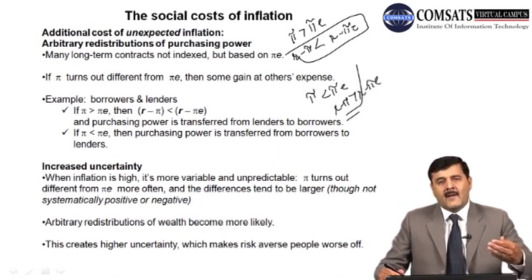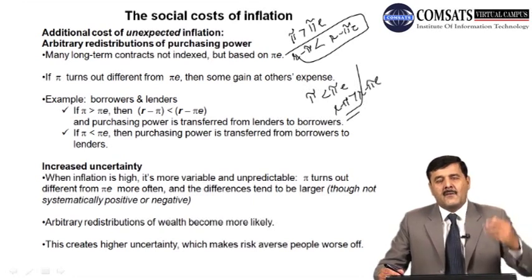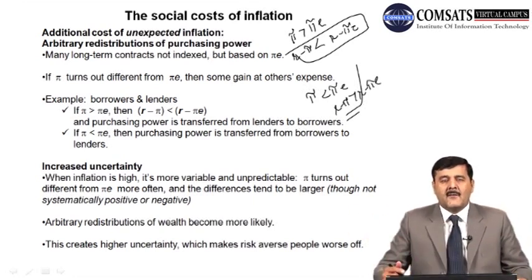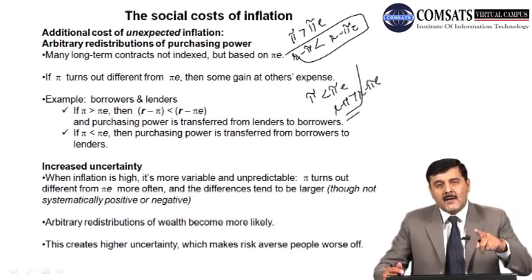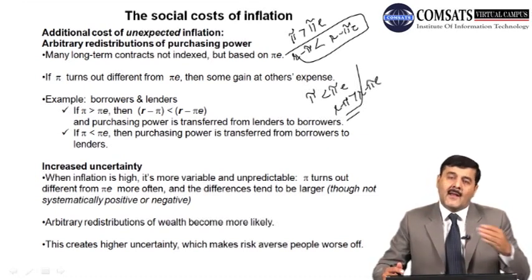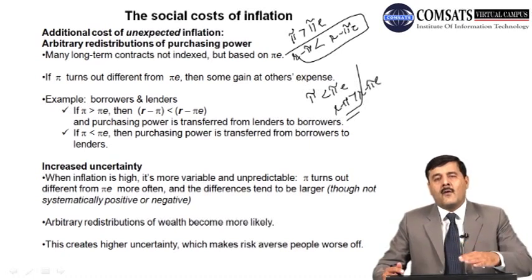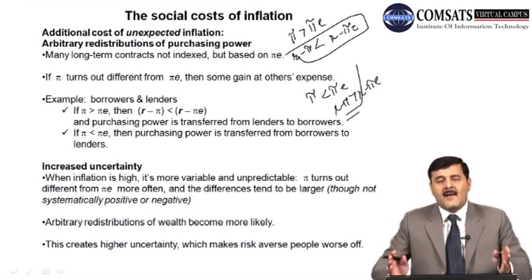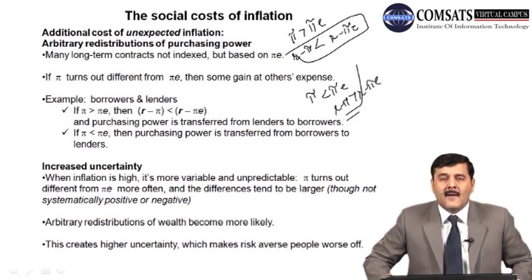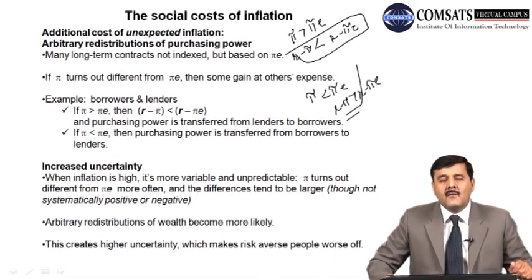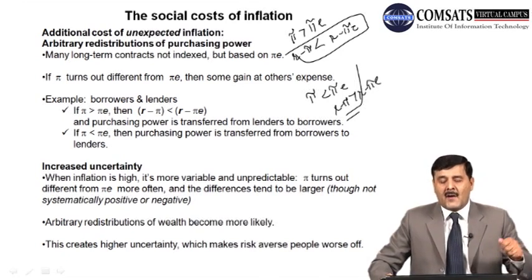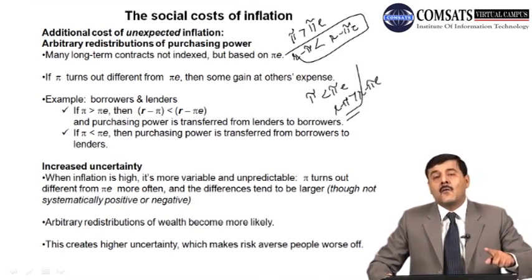Aapko andaza nahi hota ki, suppose if you have expected ki 5% inflation hoga, but the actual inflation at the end of year is different from what you have expected. So if there is a difference in the actual and expected inflation, then there is some cost which the society has to pay, or kuch logon ko fayda ho jata hai at the expense of others. Jaisa ki humne isko explain kiya ek example ke zariye, borrowers aur lenders ko humne kaha, aur humne ye kaha ki agar actual inflation expected se zyada hoga, to in this case purchasing power will be transferred from lenders to borrowers, to isme borrowers ko fayda hoga.